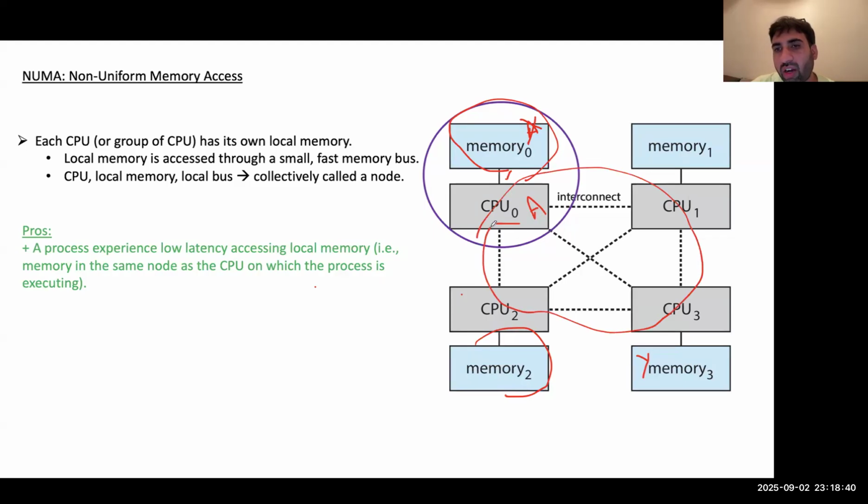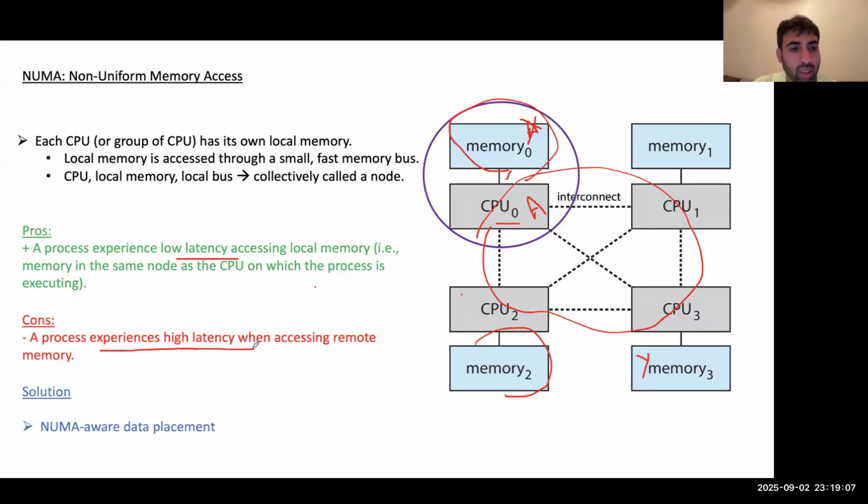And this is a simplified figure where you have only 4 nodes. If you have more nodes, the interconnect will be larger and the latency to access a remote memory will increase, depending upon where your data is located. So a process will experience low latency accessing local memory, but the downside is that accessing remote memory incurs high latency.